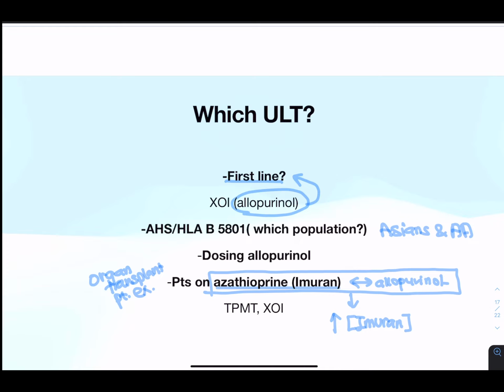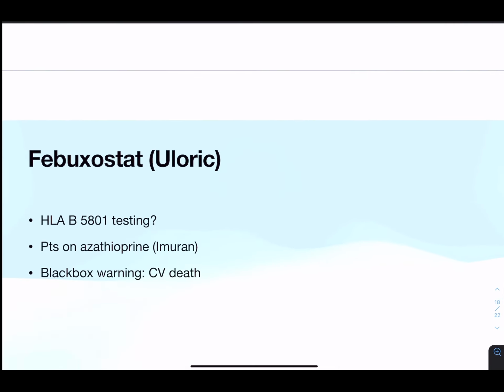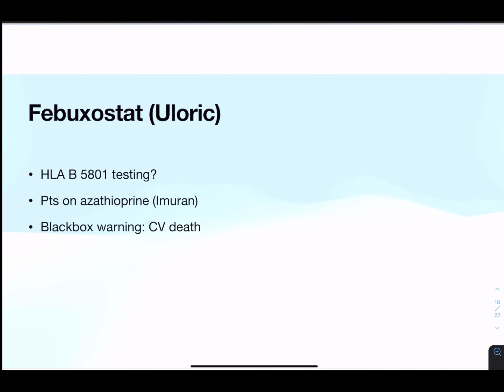Okay, let's move on to Febuxostat. Febuxostat goes by the trade name Uloric, and Uloric does not need HLA-B5801 testing, but it still needs to be avoided when the patient is on Imuran. Uloric also has to be renal dosed, so usually patients get started on 40 milligrams PO daily with normal kidney function, and then the dose is increased to 80 milligrams PO daily. But for decreased renal function of creatinine clearance less than 30, max dose is actually 40 milligrams.